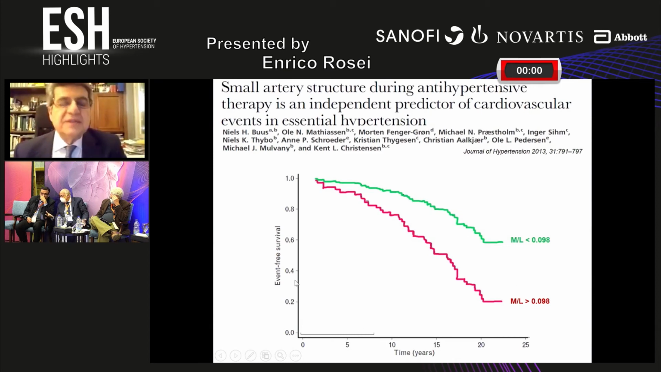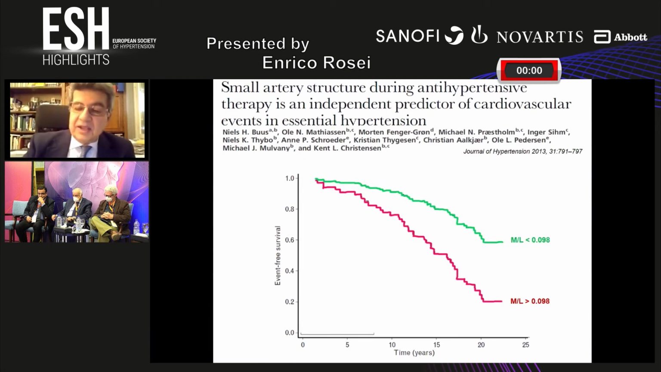In this study, it was demonstrated that for the same reduction of blood pressure, those in whom the media to lumen ratio, wall to lumen ratio was below the median value had a greater event-free survival. The mortality of those with highest wall to lumen ratio was significantly more. But we have only this study, but this is the direction of cardiovascular protection.